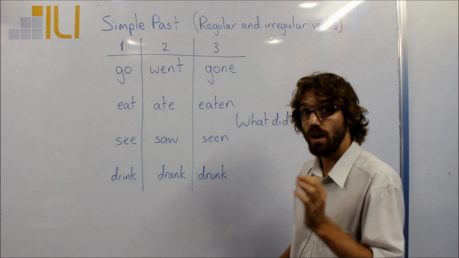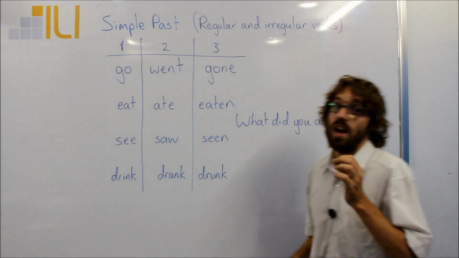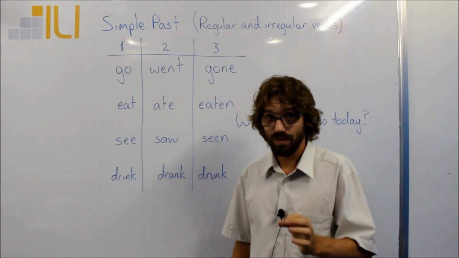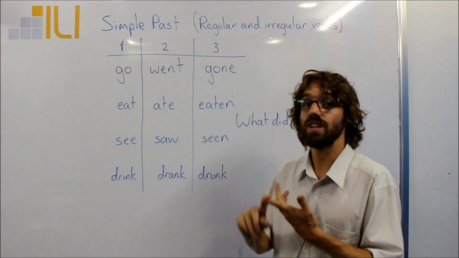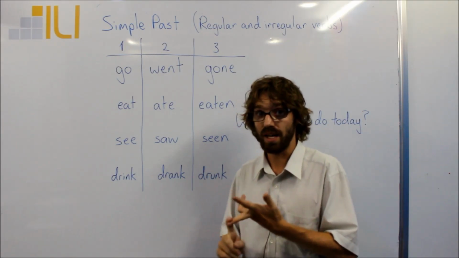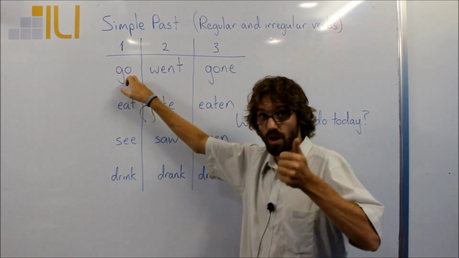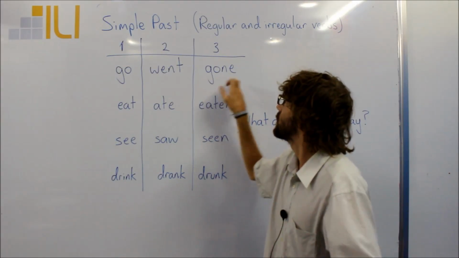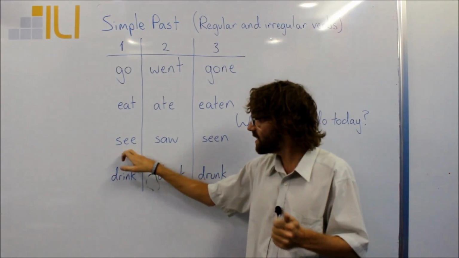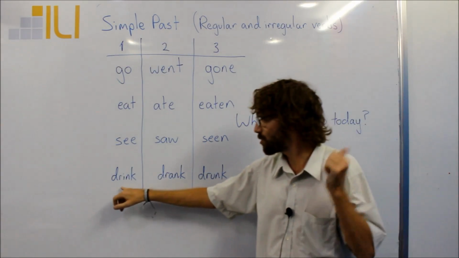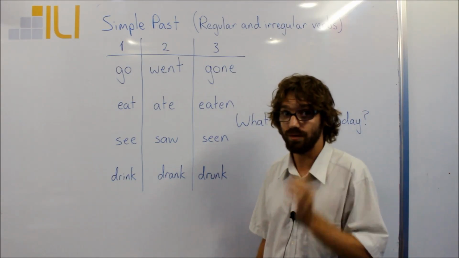Okay everyone, so now we are on our final section, which is irregular verbs. An irregular verb is any verb that does not have the ed ending. Now, with irregular verbs, they normally change form. For example, go, all right? Verb 1, go, went, gone. Eat, ate, eaten. See, saw, seen. Drink, drank, drunk. There is no ed ending on irregular verbs.